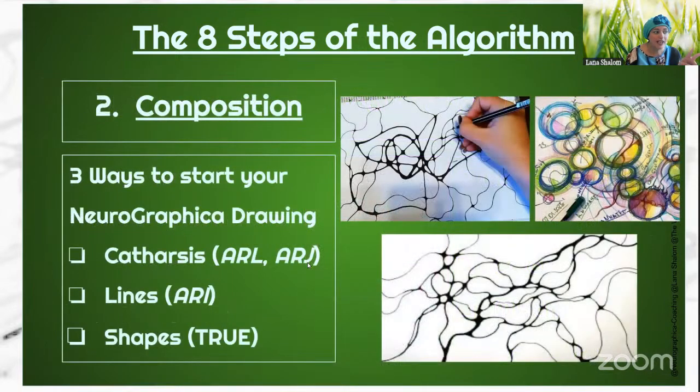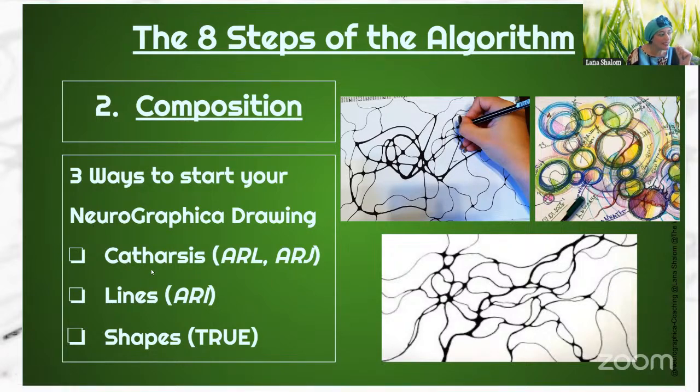The second step of the base algorithm is called the composition, okay? And we have three ways to do it. We can start with a catharsis, and you can see that here if you're looking, those of you on YouTube. This is the catharsis drawing. We're going to do a live drawing in January. I'm going to set up the schedule and post it for you, okay? You can start your drawing with neural lines. Over here, it's the ARI algorithm. Or you can start your drawing with shapes. An example of that would be from the specialist course, okay?